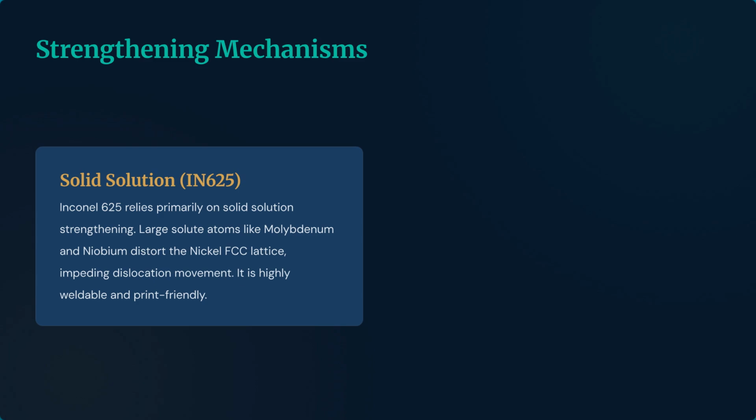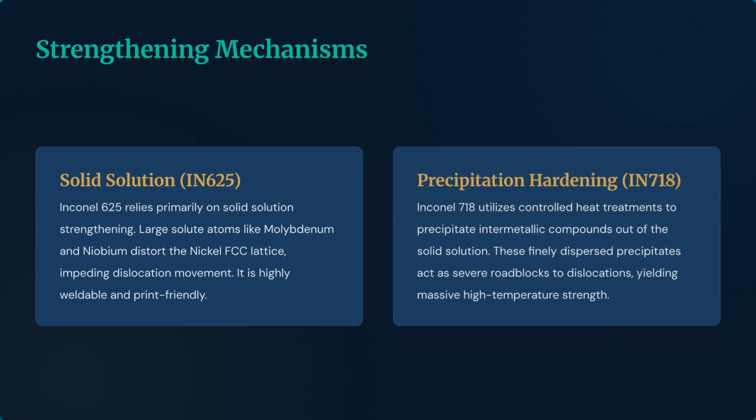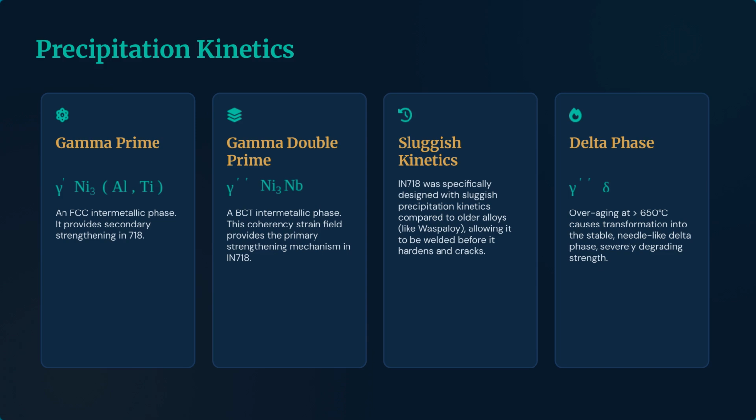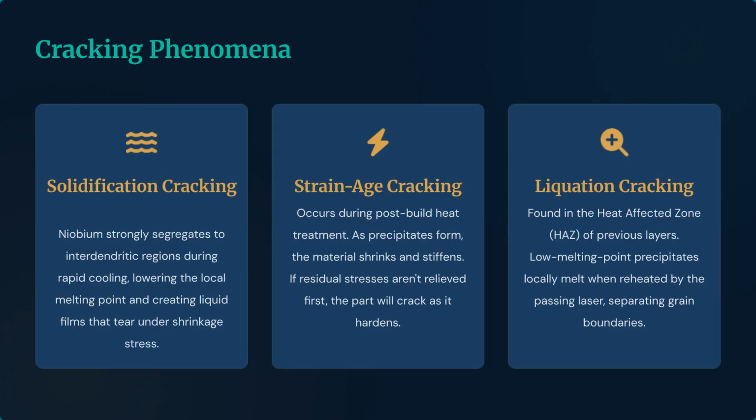The strengthening mechanisms differ. IN 625 relies primarily on solid solution strengthening, while IN 718 uses controlled heat treatments to precipitate intermetallic compounds. Understanding precipitation kinetics is essential. Phases like gamma prime and double prime provide strength, while sluggish kinetics allow for welding before hardening occurs. We must also manage cracking phenomena. Solidification, strain-age, and liquation cracking are significant risks that require careful process control.